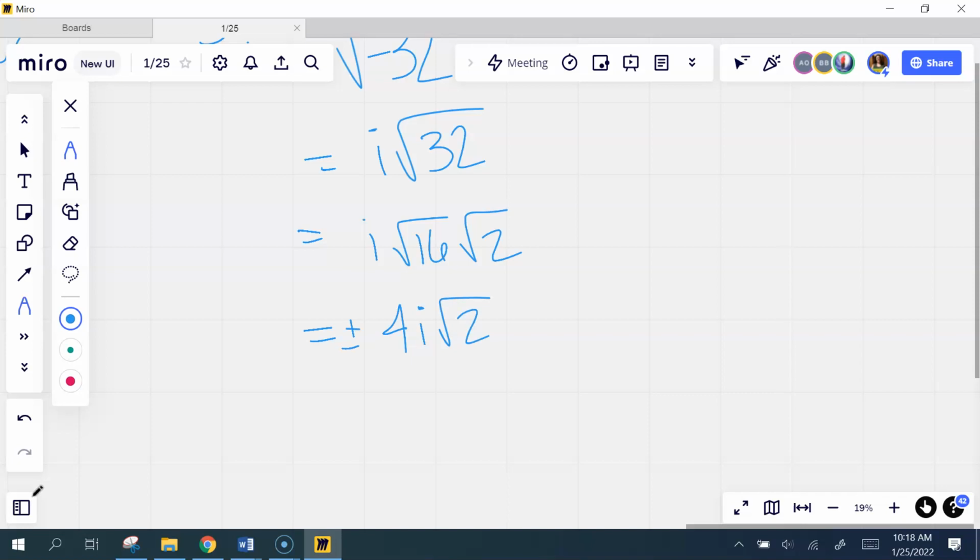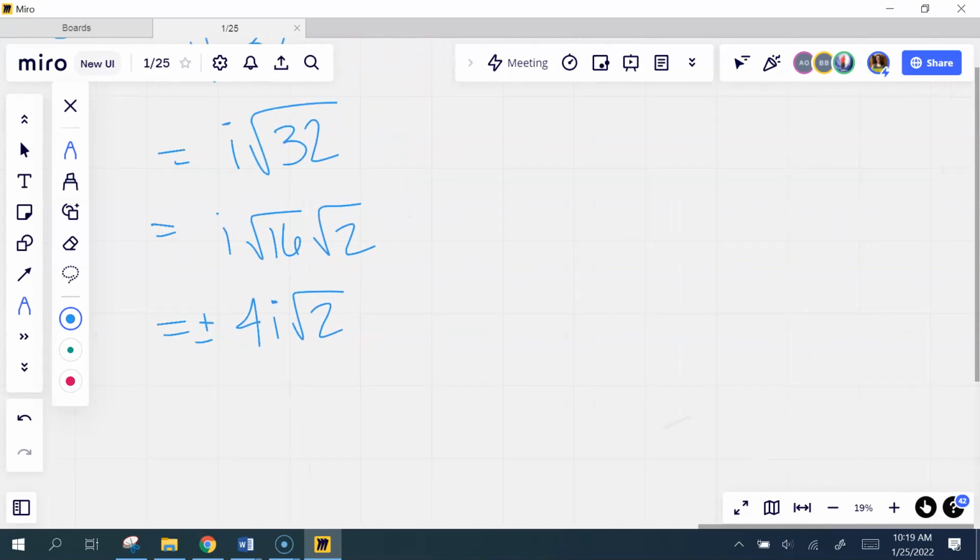Make sense? It's not a whole lot in addition to what you were doing yesterday. The only difference is now if you see a negative under there, oh, I got to make it an i, right? So let's solve one and see what happens. Let's do number 9.